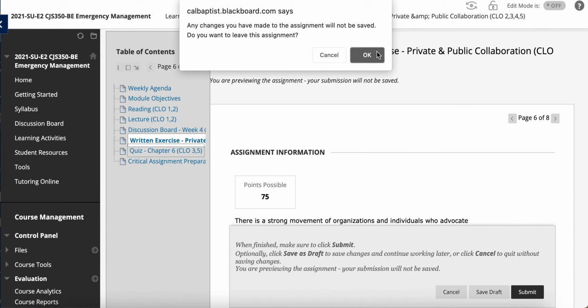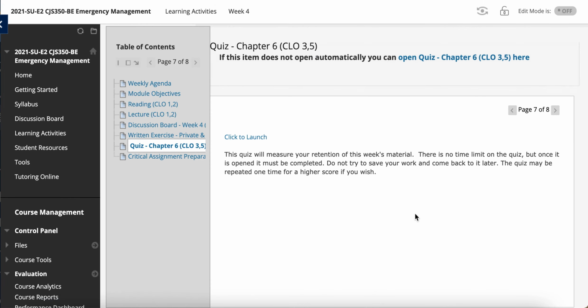So our next deliverable is going to be our Chapter 6 quiz. Once again, the quiz will measure your attention to this week's material. There is no time limit on the quiz, but once it is opened, it must be completed. Do not try to save your work and come back later. This quiz may be repeated one time for a higher score if you wish.